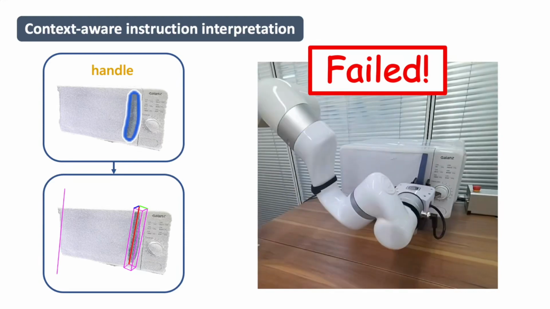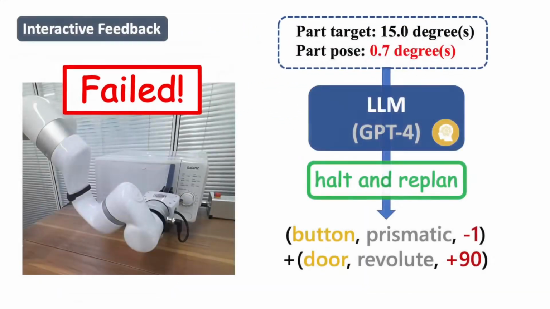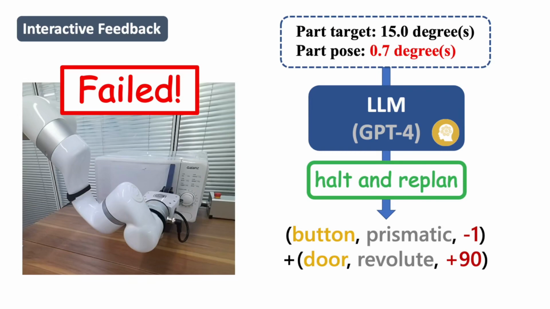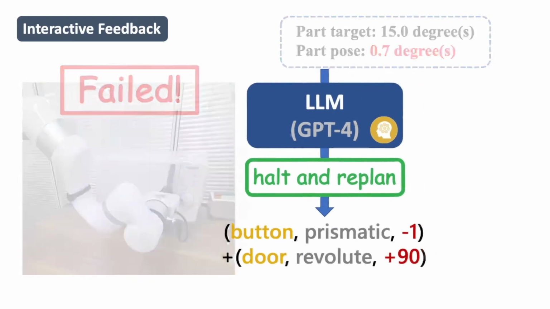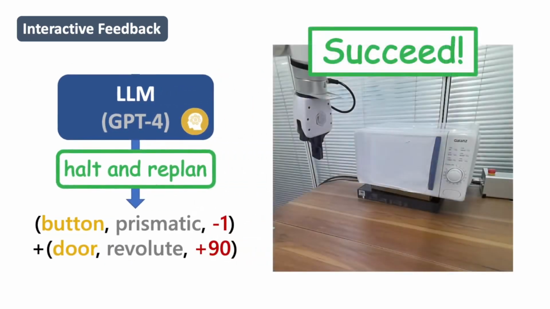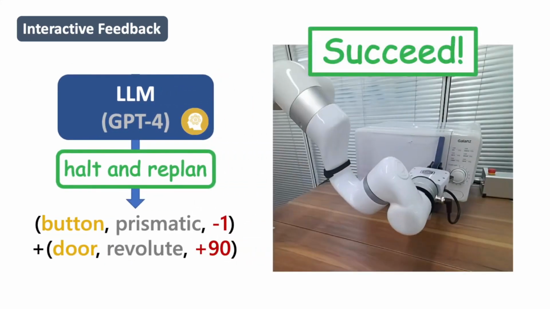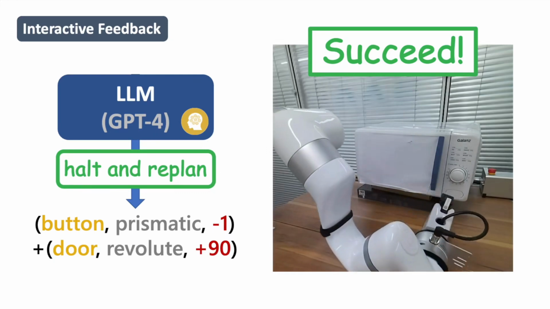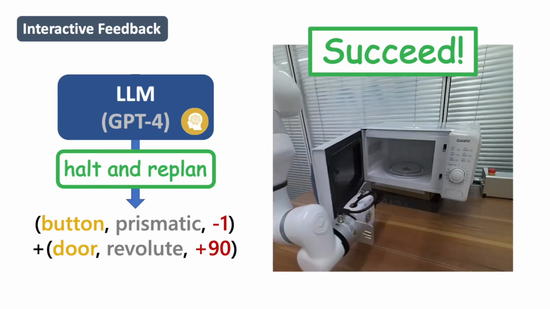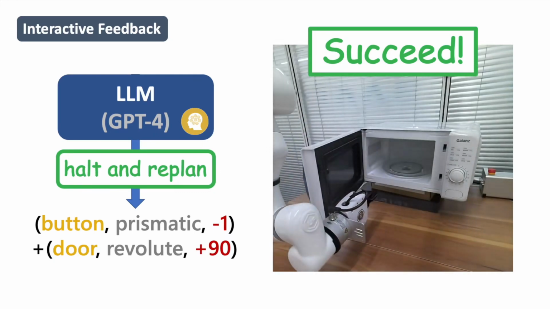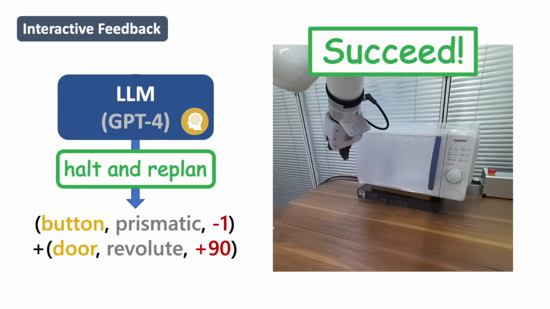open it. We give feedback on the target part pose and actual part pose to our planning model GPT-4 and it finds the failure and decides to replan. This time, with its extensive prior knowledge and part analysis, GPT-4 says pressing the button to open the door slightly followed by an action to revolve the door. And the new policy executes successfully.